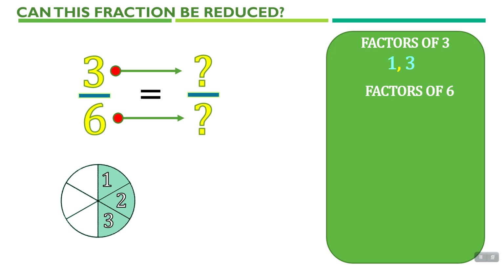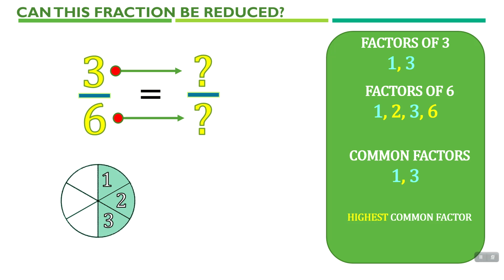We list the factors of 6. The factors of 6 are 1, 2, 3, and 6. And we look at the factors of 3 and the factors of 6 to determine if there are numbers in both that are the same. We can see in light blue that 1 and 3 are common factors. And therefore the highest common factor, HCF, is the number 3.